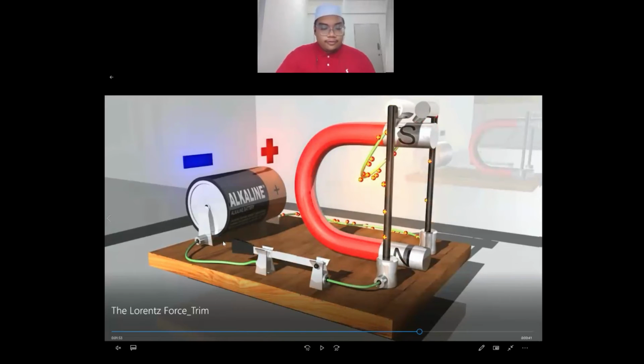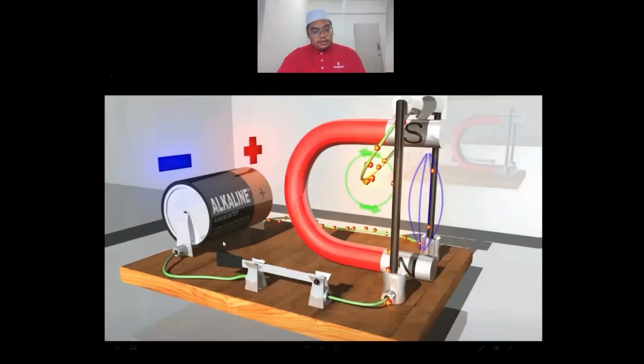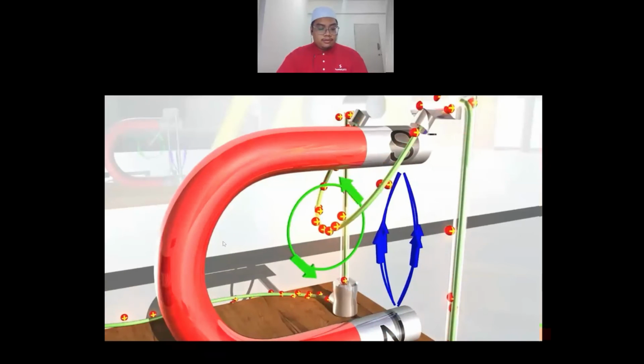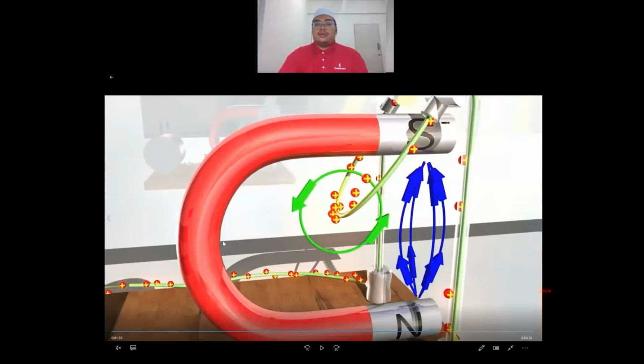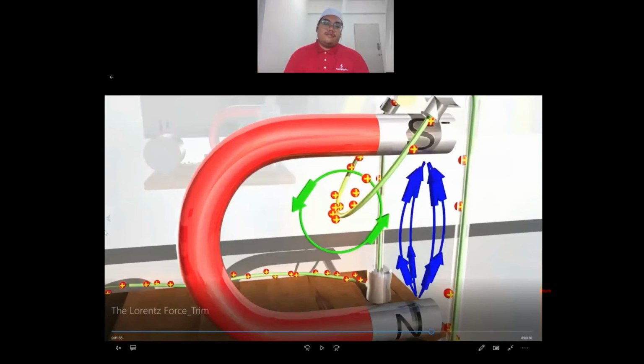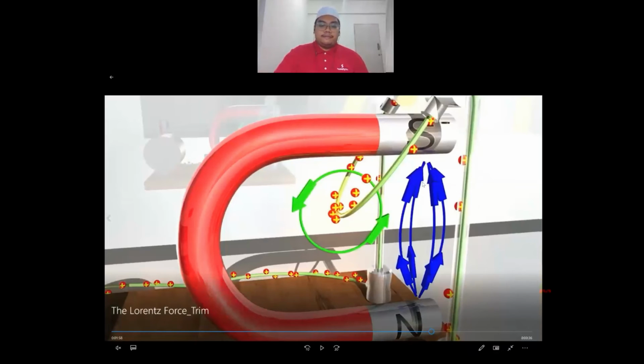When we flip the battery and reverse the direction, the current's magnetic field also creates the opposite direction. This causes the wire to swing backwards. The direction of the magnetic field from the electrons is moving backwards, so the pendulum will swing backwards because it cannot be in the same space as the magnetic field of the magnet.